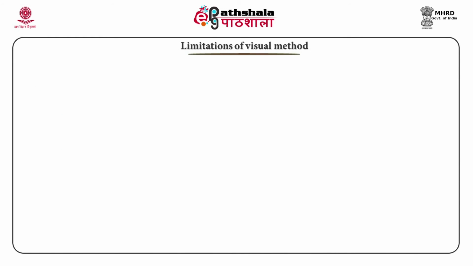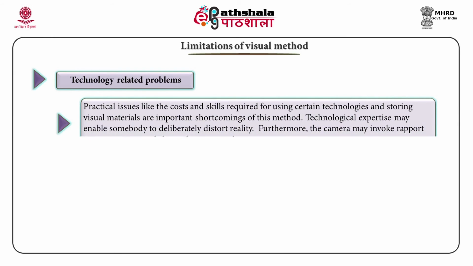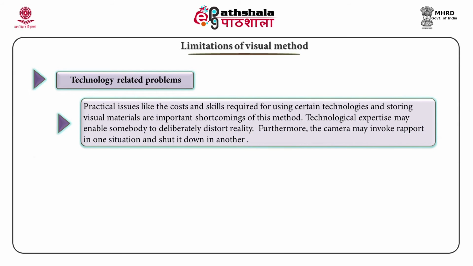Now, the limitations of visual method. First is technology related problems. Practical issues like the costs and the skills required for using certain technologies and storing visual materials are important shortcomings of this method. Technological expertise may enable somebody to deliberately distort reality. Furthermore, the camera may invoke rapport in one situation and shut it down in another.